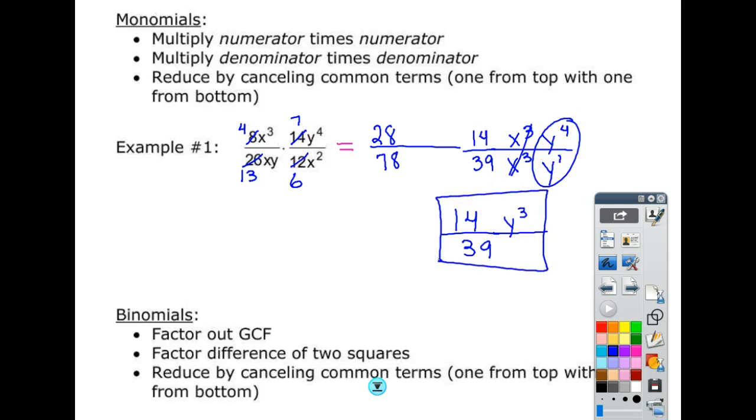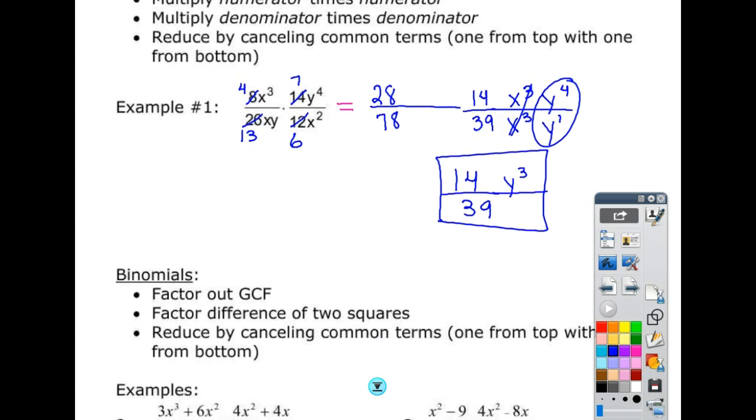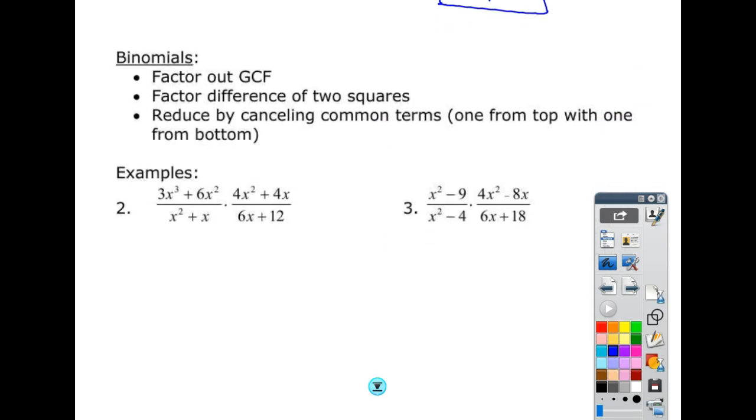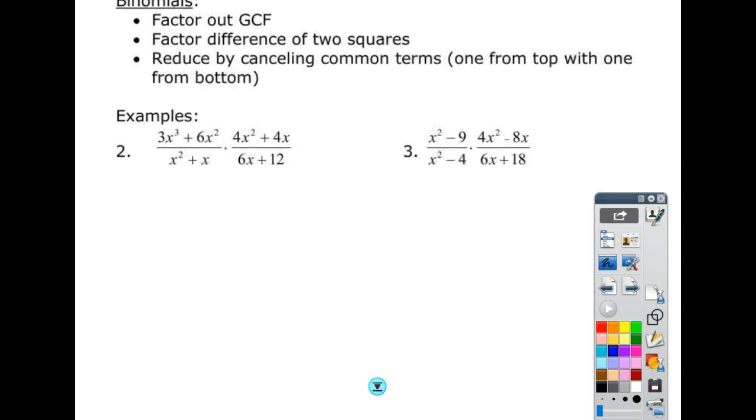I would say that most problems don't have that much reducing to do that we're going to give you, but that was a good practice one on how to reduce. Okay? So then we have some binomials and trinomials too that we have to factor and multiply.